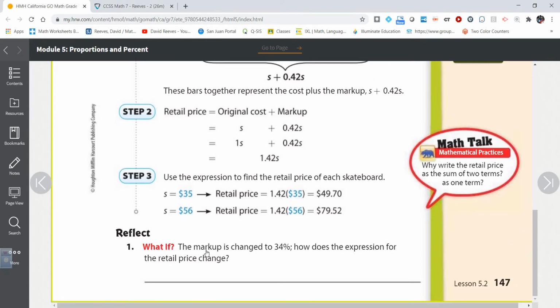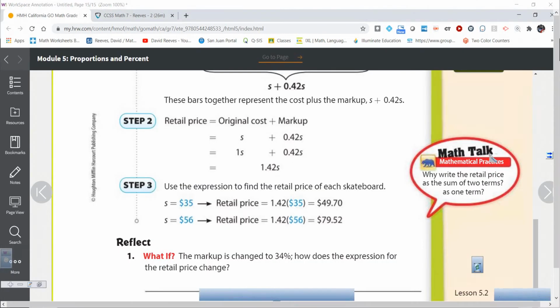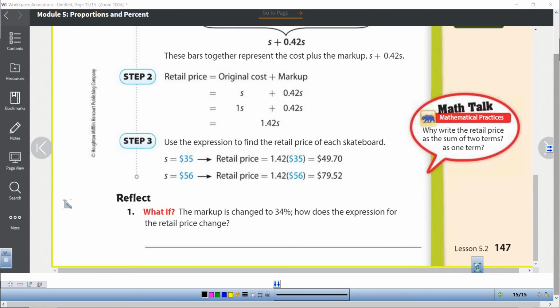So let's go ahead and take a look. They said the markup is changed to 34%. How does the expression change? Okay, so when you have a markup or a markdown, the first thing we're going to do is take the percent and change it to a decimal. And when I change 34% to a decimal, I get 0.34. So if I want 34% of S, then it's going to be 0.34S. And that, ladies and gentlemen, represents my markup.